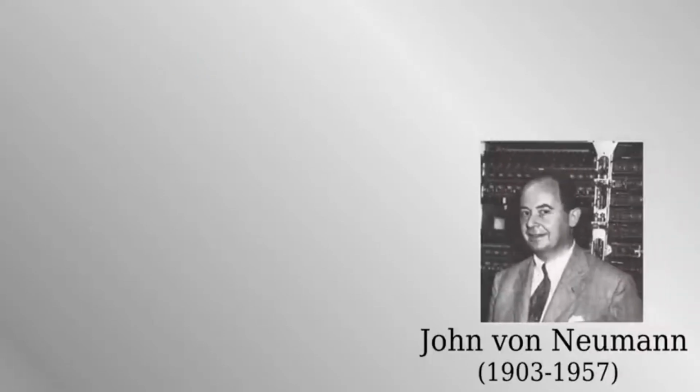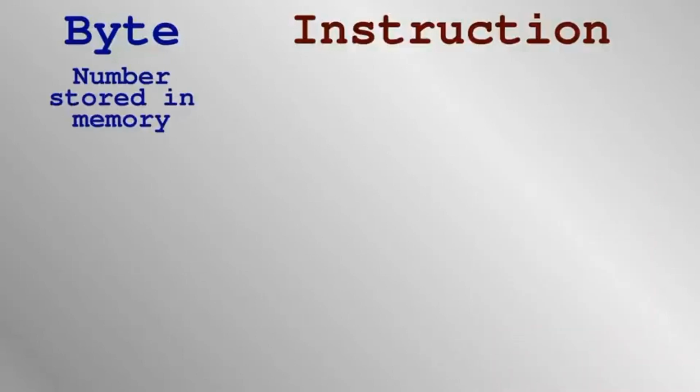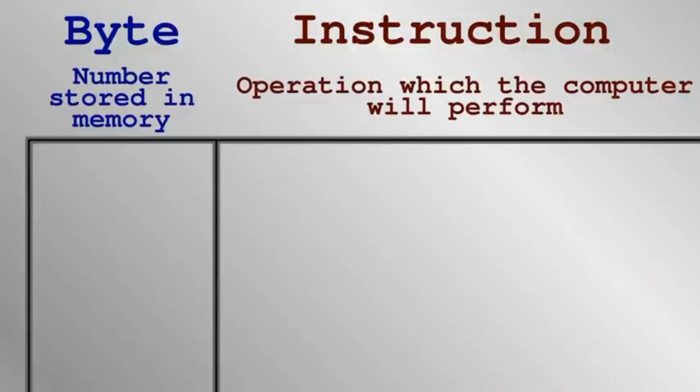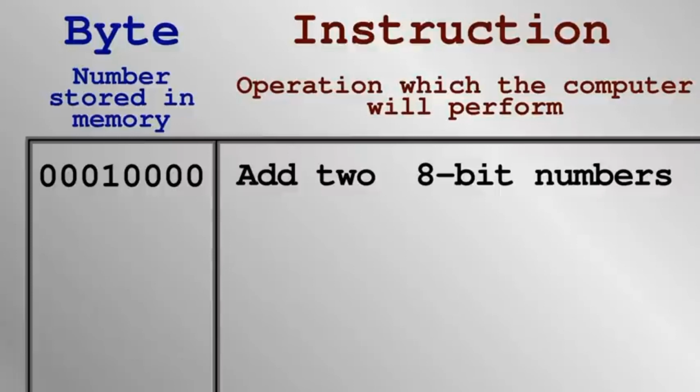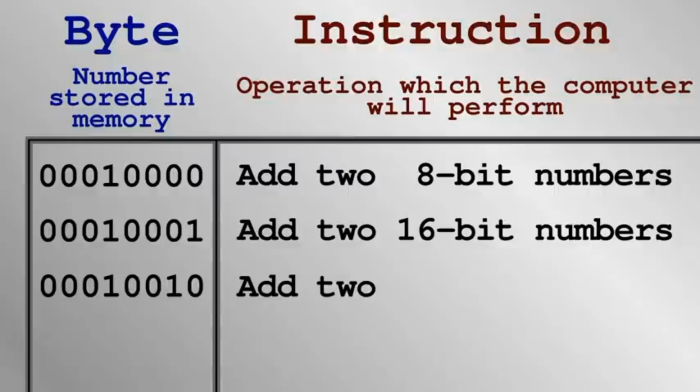Computers use what's known as the von Neumann architecture, which means that the instructions are stored in memory as binary numbers amongst other data. For example, the instruction number 16 in base 10, or this byte in binary, might mean add together 2 8-bit numbers and store the result. Instruction number 17 might mean the same thing but for 16-bit numbers, and so on.